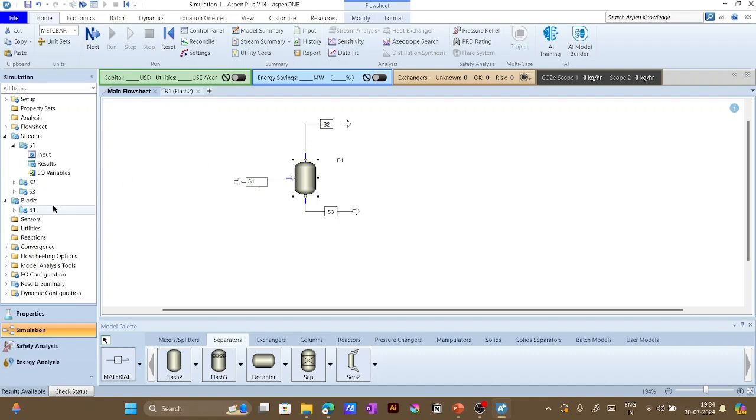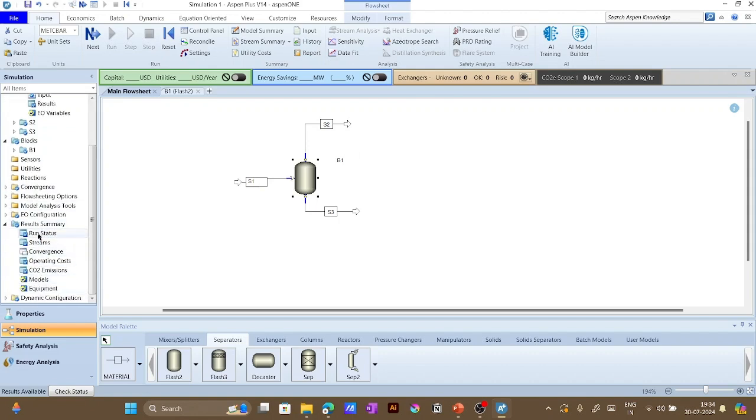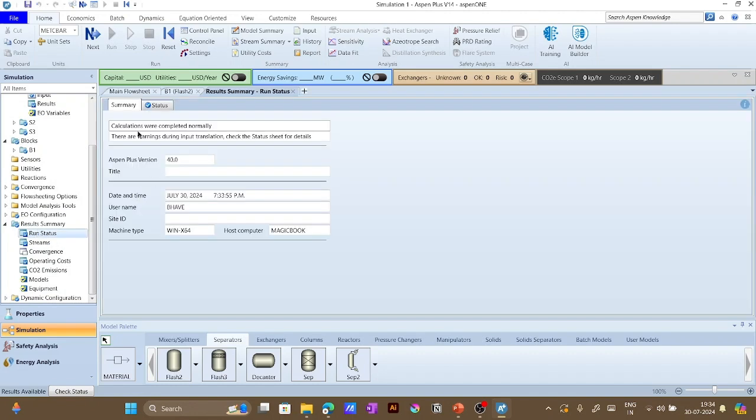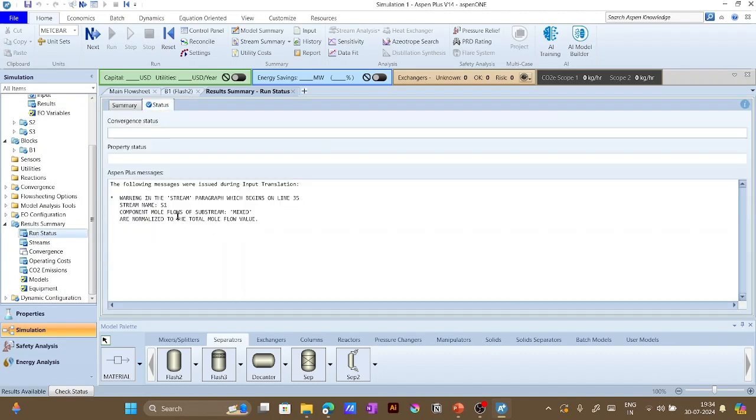So when we want to see the results, there are different ways. Like you can see it from this panel also. Here you can see the result summary, where you can see run status, whether the run has completed correctly or not. If there are some warnings, you will get it here also. This warning is not important, but if there are some critical warnings, you will see results are available with some error.